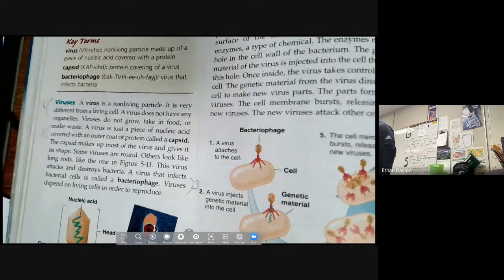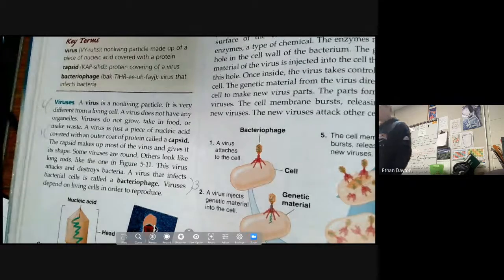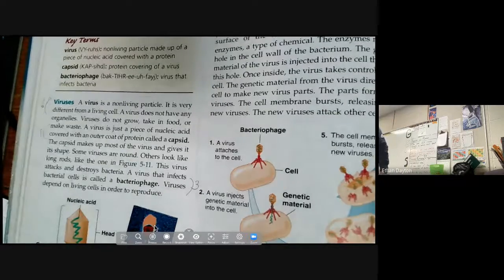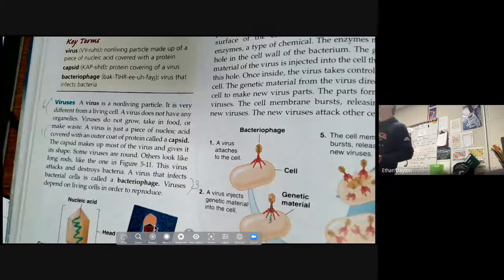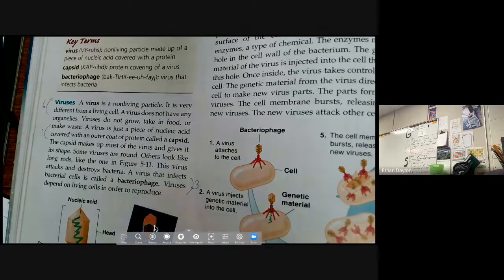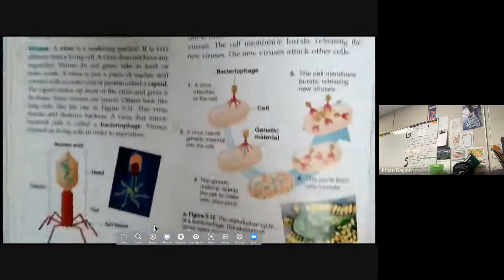This virus attacks and destroys bacteria. A virus that infects bacteria cells is called a bacteriophage. Viruses depend on living cells in order to reproduce. All right, so if it infects bacteria, it's called a bacteriophage. PHAGE is phage at the end of that. Okay, viruses depend on living cells in order to reproduce.